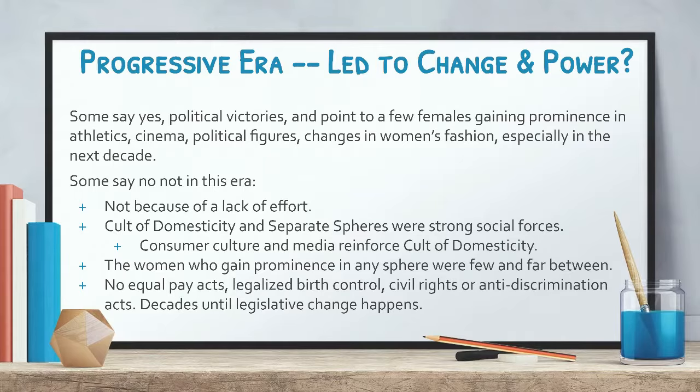However, others look at what follows and disagree, not because great achievements were not made or there was a lack of effort, but because the traditional roles of the cult of domesticity and separate spheres were strong social forces that could not be done away with, and the women who did gain prominence were few and far between. There was not a major shift in political or economic power, and further gains were not made in the 1920s or 30s. It will take until the 1960s and 70s for landmark legislation or court rulings like the Equal Pay Act, legalized birth control, and anti-discrimination laws to pass.